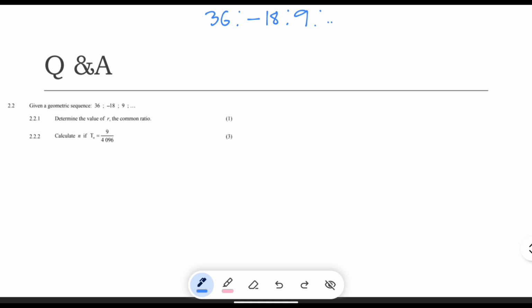9. Right, so now what is the constant ratio of our geometric sequence? What is our constant ratio? We're going to say 18, which is the second term, divided by 36. What is 18 divided by 36? That will be negative 18 over 36, right? That will be negative 1 over 2. And then 9 divided by minus 18, that is also negative 1 over 2, right?